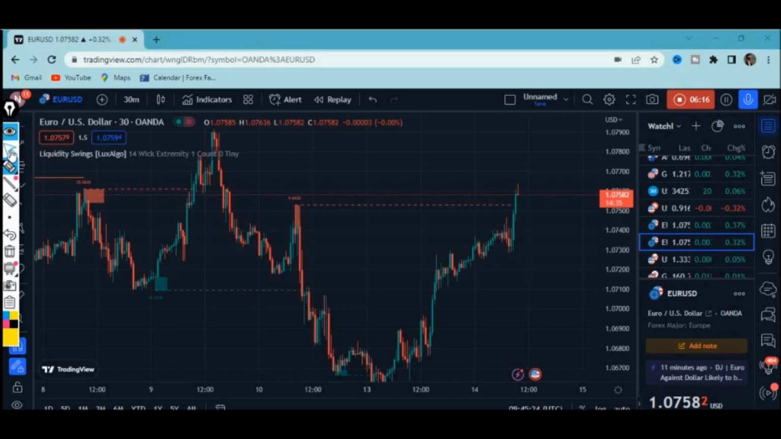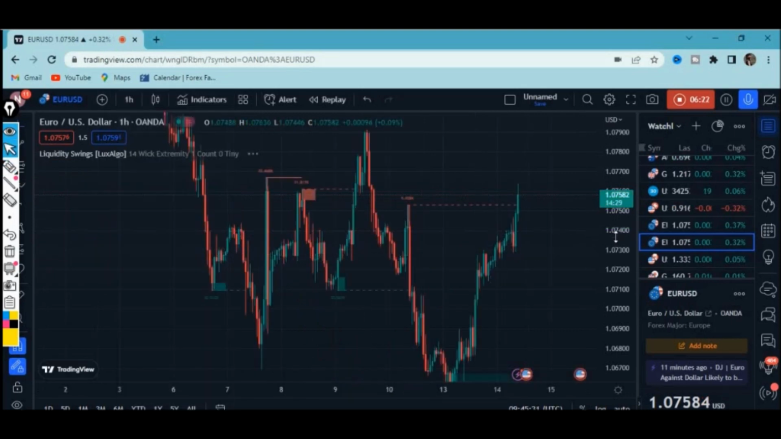So let's see what is happening on the 1 hour time frame. This is the 1 hour time frame right here. This is the same as what happened on 30 minutes. I told you before, you can see the market actually broke above your bearish indication of liquidity right here, and the market is really proceeding to the upside.